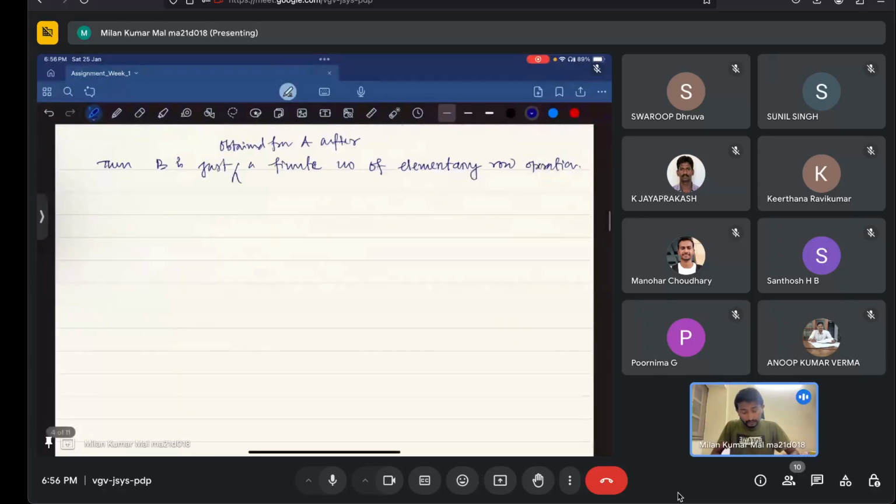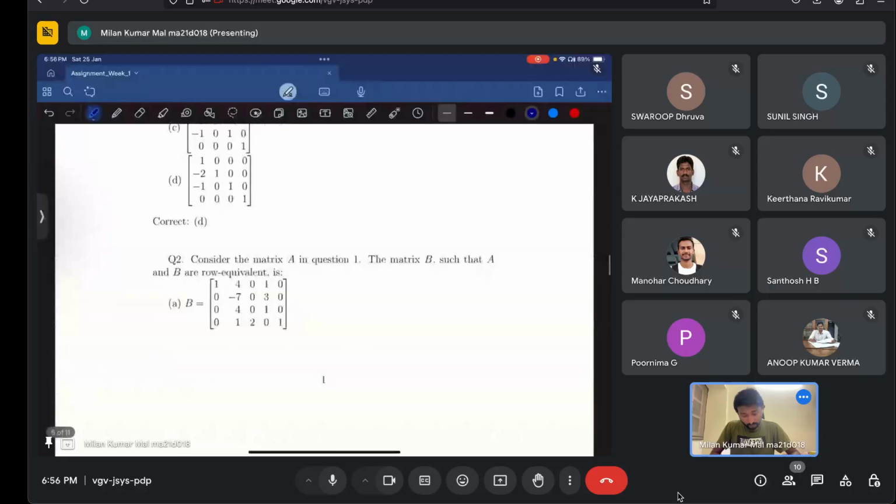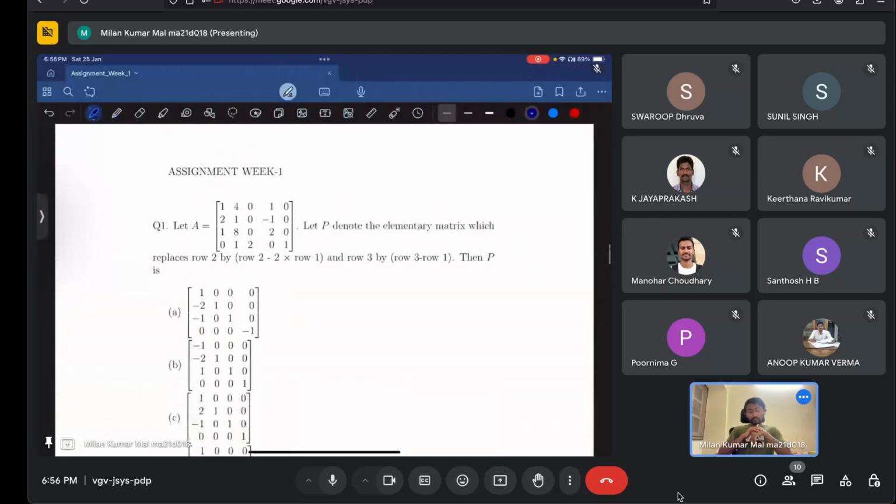So why are we saying this? Because there is a problem which I'll do. For example, this is the problem. This is the matrix. This matrix I will do.